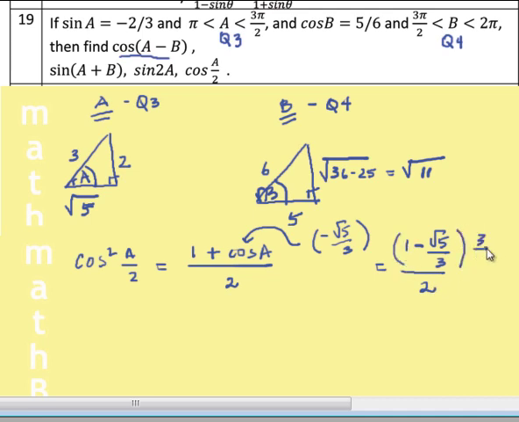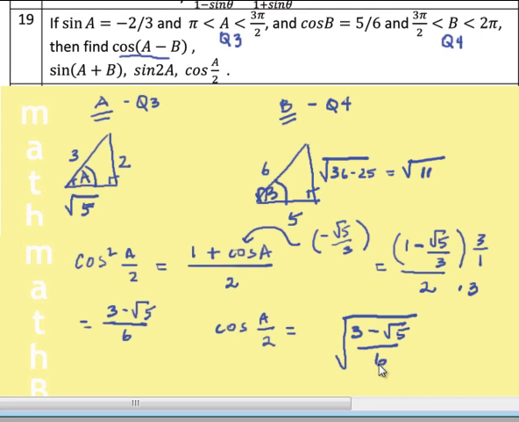Let's simplify. Let's multiply top and bottom by 3. So we have in the numerator there 3 minus square root 5 over 6. Now this is cos squared, right? That's cos squared, and we want cosine. So cosine A over 2, it's going to be either plus or minus the square root of, I left some space here. We'll decide if it's plus or minus, depending on what quadrant A over 2 is in.